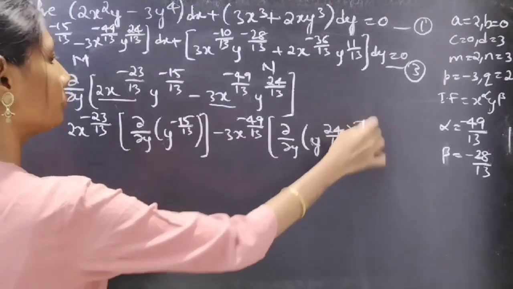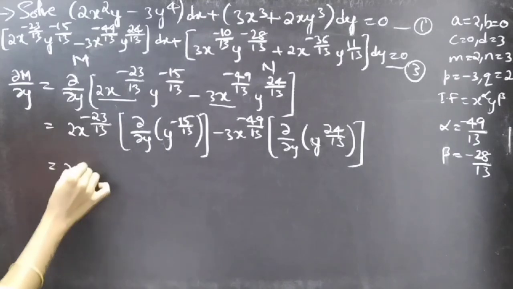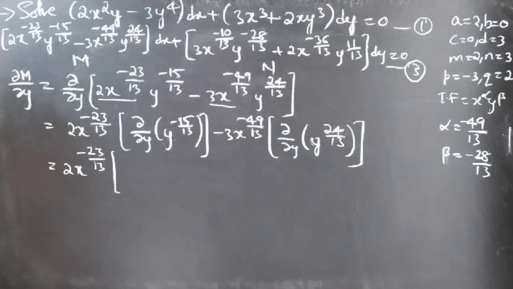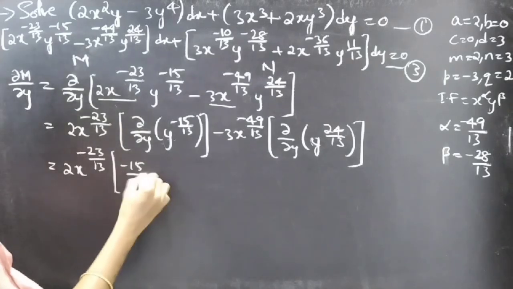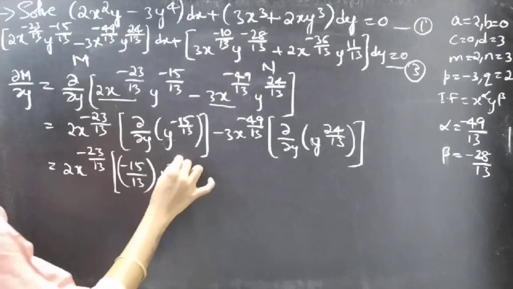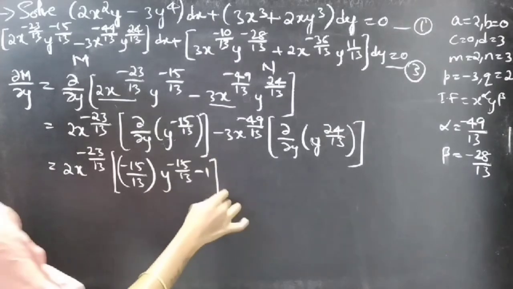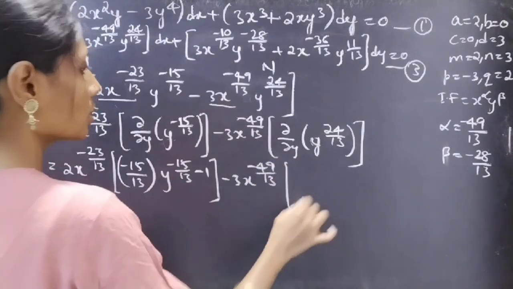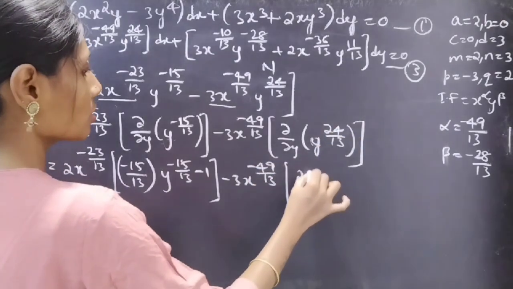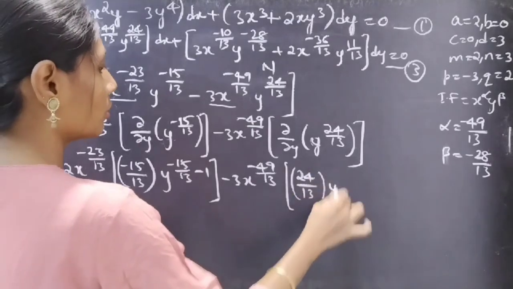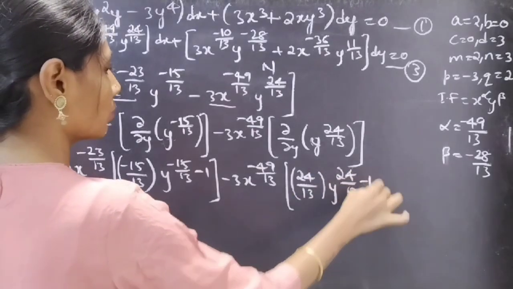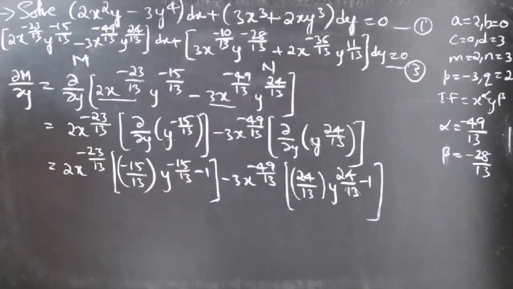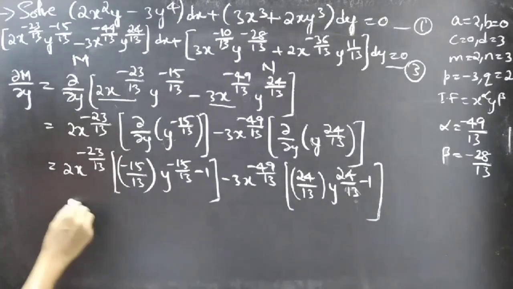24 by 13, which gives us 2x power minus 23 by 13 into partial derivative of y power minus 15 by 13 with respect to y is minus 15 by 13 into y power minus 15 by 13 minus 1, minus 3x power minus 49 by 13 into partial derivative of y power 24 by 13 with respect to y is 24 by 13 into y power 24 by 13 minus 1. So let's simplify minus 15 by 13 minus 1 and 24 by 13 minus 1.